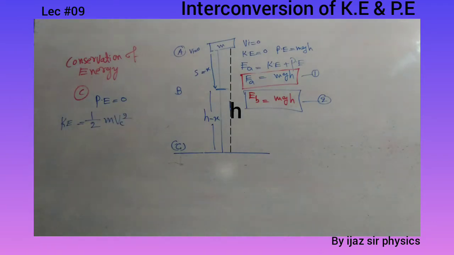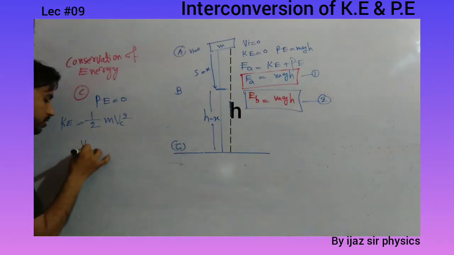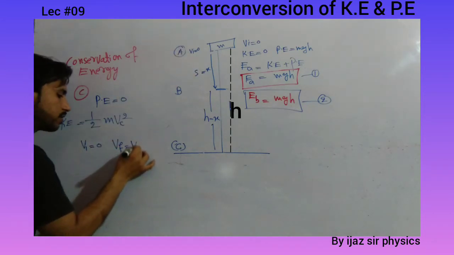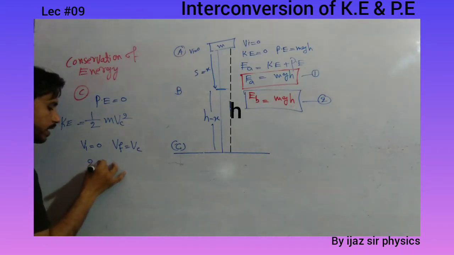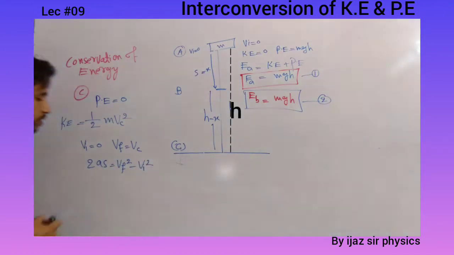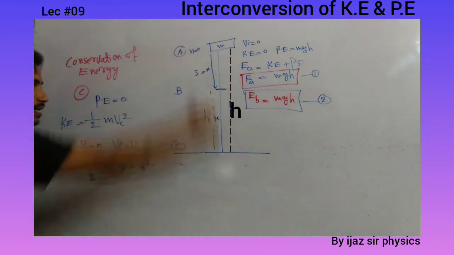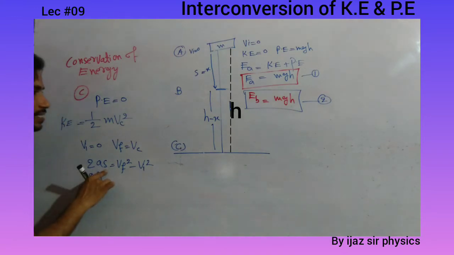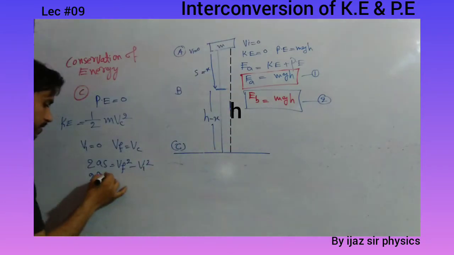What about vc square? This is the final velocity, and the initial velocity is 0. Here the initial velocity is 0 and the final velocity is vc. Applying the equation 2as equals vf square minus vi square. Here a is equal to g, because the motion is in a gravitational field in the vertical direction toward the center of the earth, so the acceleration is g. What is s? S is the total height from point A to point C, that is h.